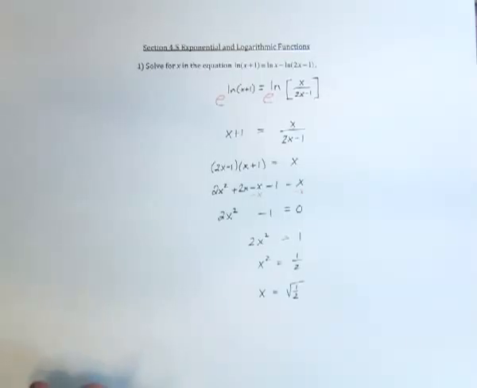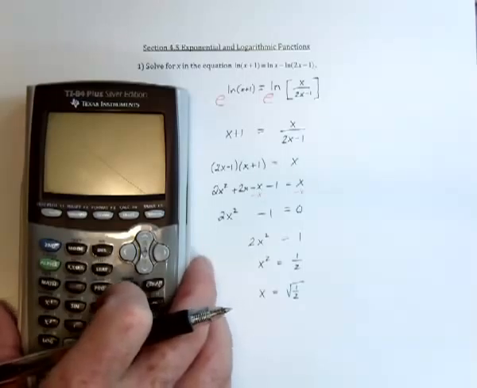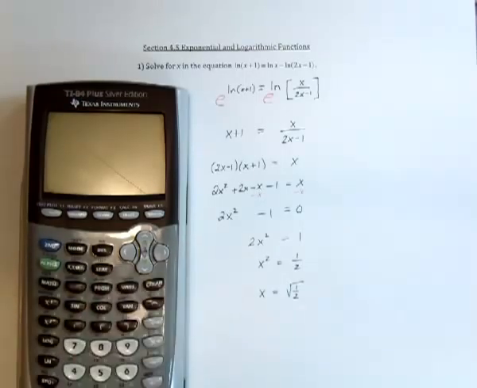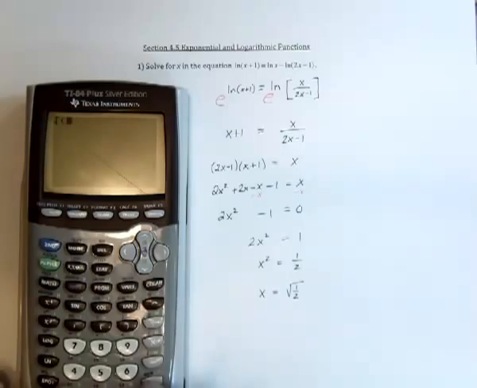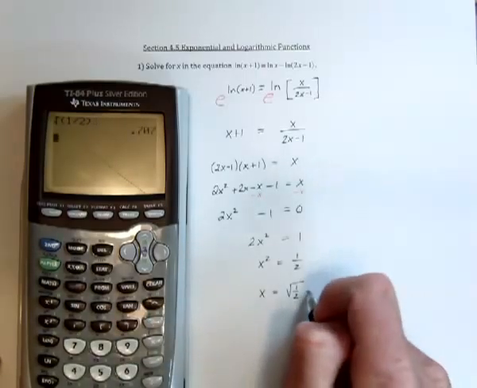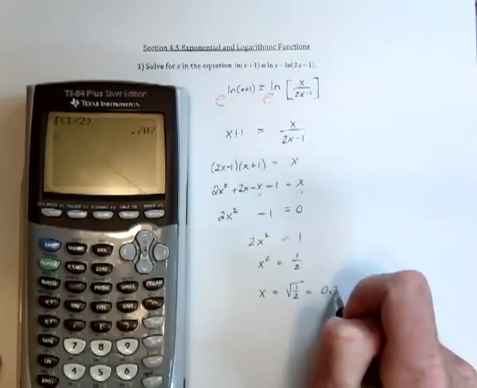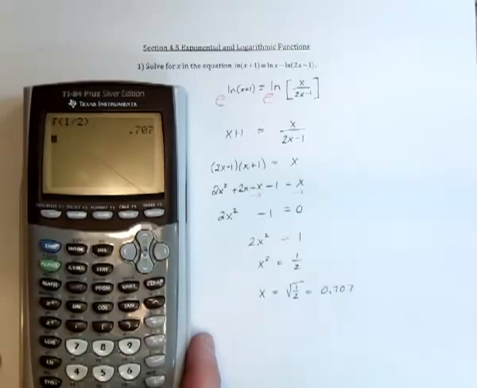And then I can take the square root of 1/2 and get the decimal answer 0.707. And now I would like to graph the original problem and see if I got the 0.707 correct.